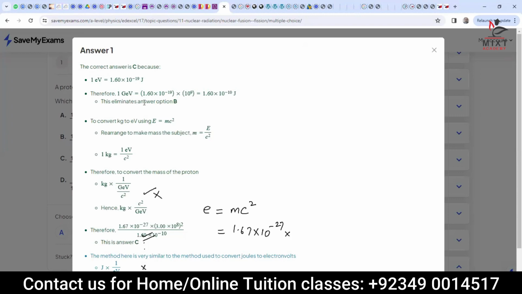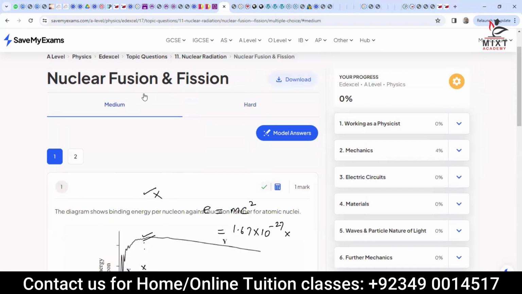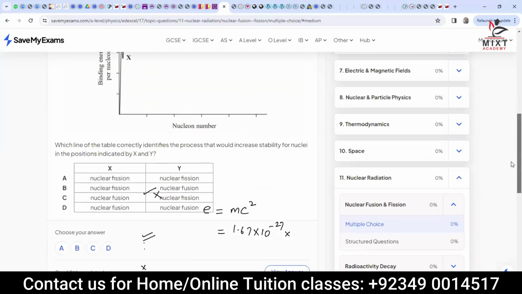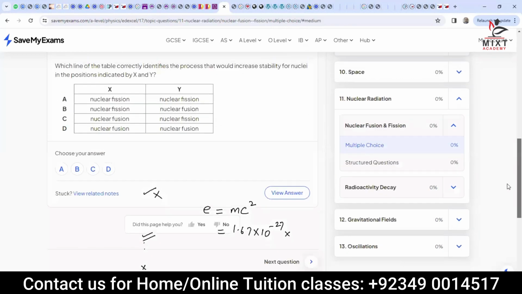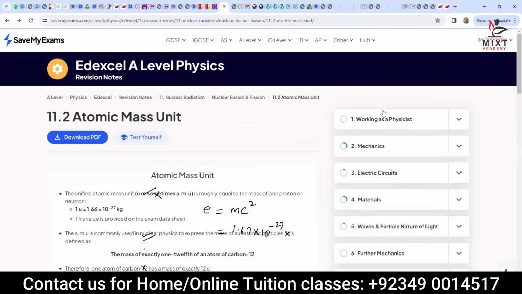So how did they convert it? Actually, they convert 1 electron volt into 1.60 into 10 to the power minus 19 joules. Then 1 GeV is equal to 1.6 into 10 to the power minus 19 multiplied by 10 to the power 9. I didn't notice that. Let's move further.